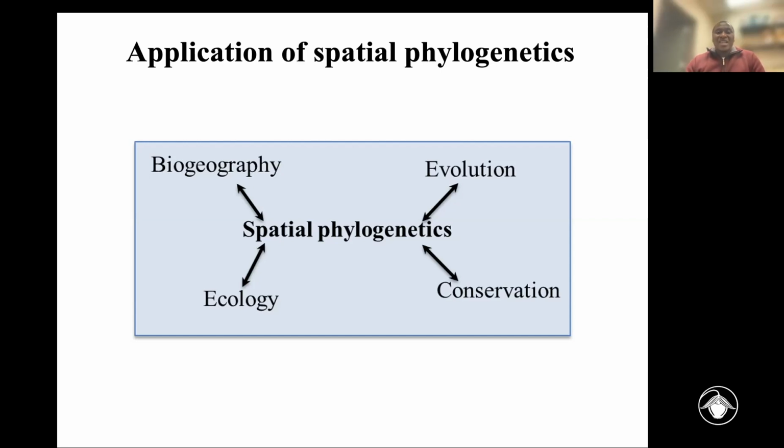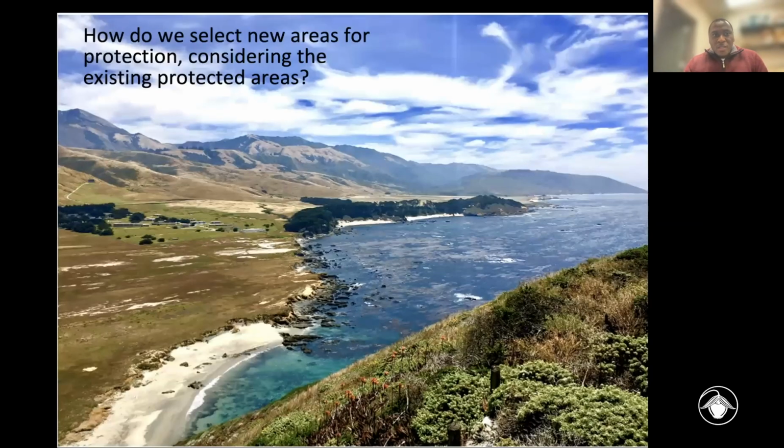So instead of selecting areas given some charismatic species or species richness, we can actually use spatial phylogenetics to determine which areas need to be protected given what we have already protected. And that is one of the things that we're going to be talking about in this chapter. So how do we select new areas for protection, considering the fact that we have existing protected areas?